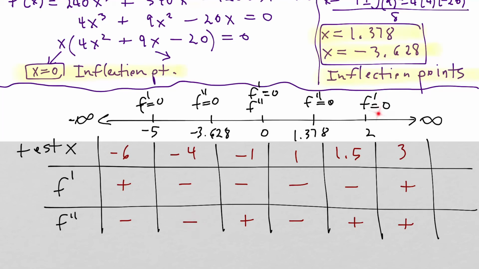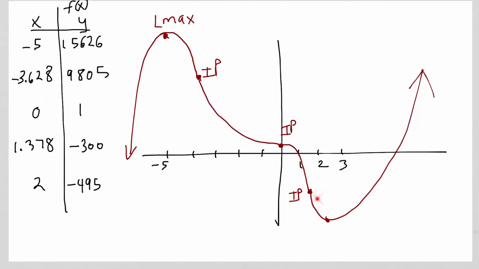And then if I look at my other critical value where the first derivative is 0, I could see I'm concave up on both sides. So that tells me, shaped like a smile, this is a local min.